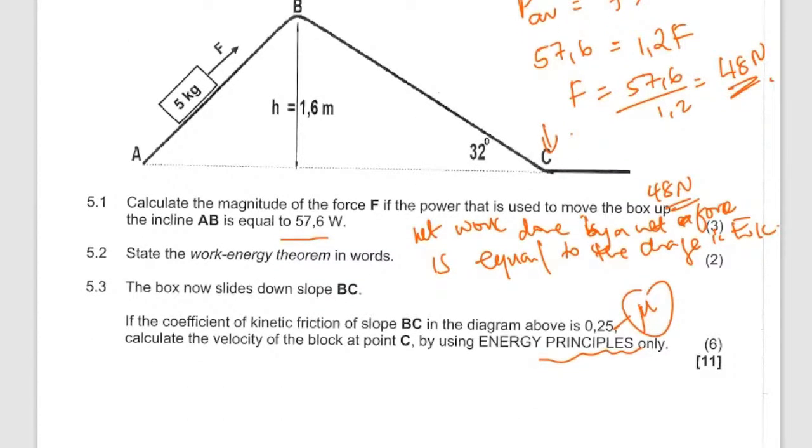So it all depends on how you want to approach this question. Remember, at point B, this box will have mechanical energy, which is a combination of the kinetic as well as the gravitational potential. And then at point C, we're just going to have the EK to be maximum, since there is no height. So the gravitational potential will be 0.